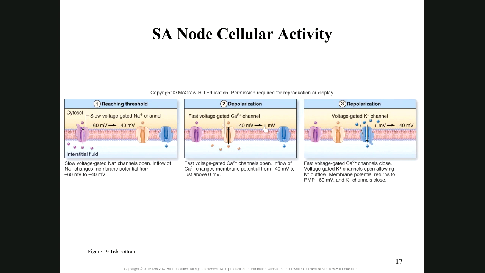And after that, we have repolarization. The fast voltage-gated channels become closed when the difference between outside and inside becomes 0, and then the potassium channels become open, and you see that the potassium ion leaves our cell again until the membrane potential reaches negative 60 millivolts.